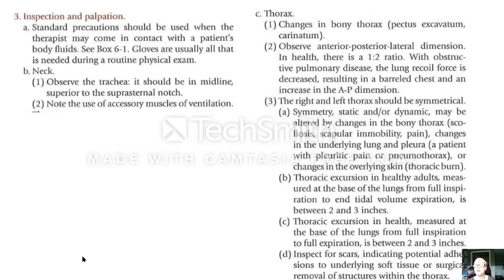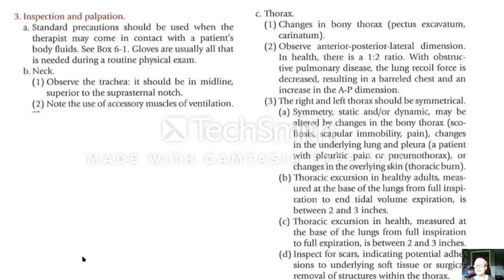Thorax: changes in bony thorax, pectus excavatum and carinatum. Observe the anterior-posterior dimension. In health, there is a 1-to-2 ratio. With obstructive pulmonary disease, the lung recoil force is decreased, resulting in a barreled chest and an increase in the anterior-posterior dimension.